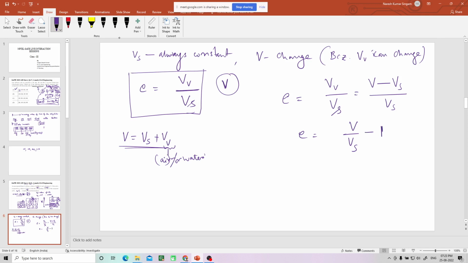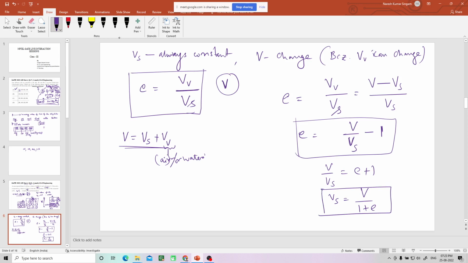Now somehow I'll bring Vs to the left side. That is my aim. I'll tell you why I am doing that. V by Vs equal to E plus 1, then Vs equal to V by (1 plus E).